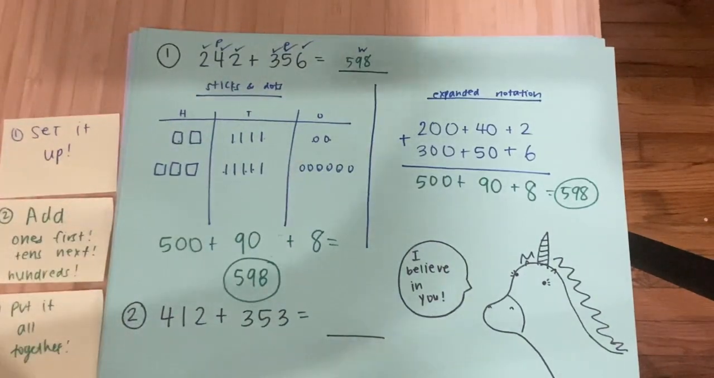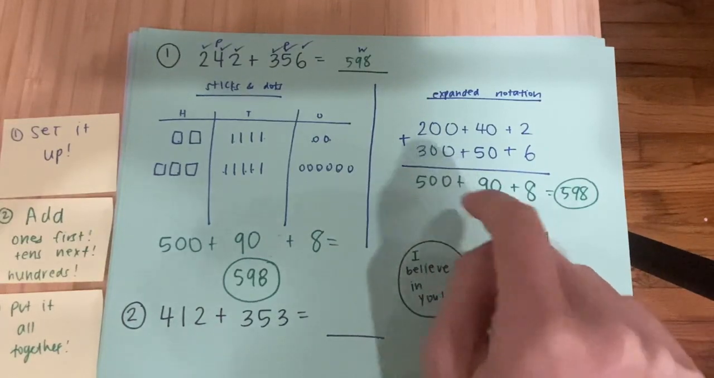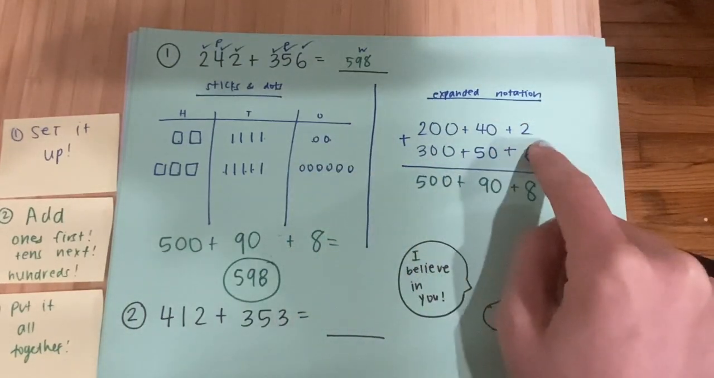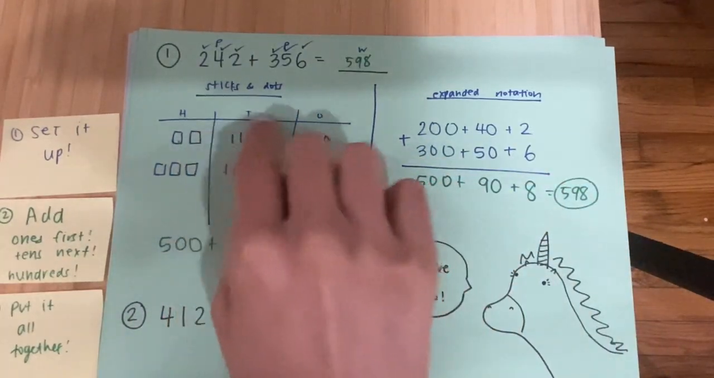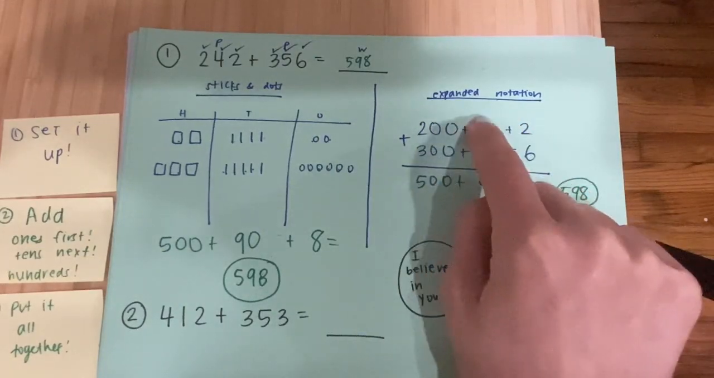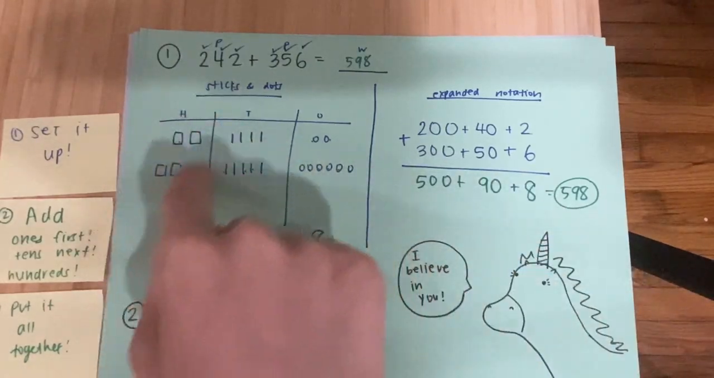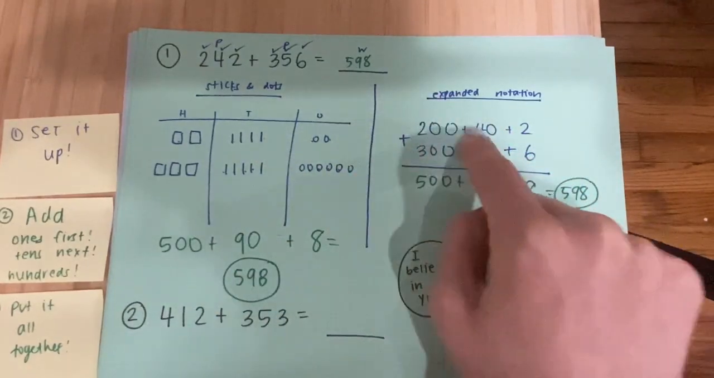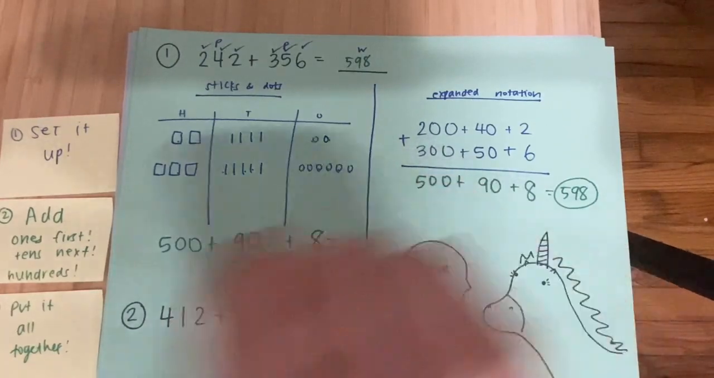Yes, you got it. I got the same answer because when I was using sticks and dots and when I was using expanded notation, I was adding 2 ones and 6 ones, and that gets 8. And over here using expanded notation, when I add 2 ones and 6 ones, I still get 8. When I added my 4 tens and my 5 tens together in sticks and dots, I got 90. When I add 4 tens and 5 tens together, I get 90 in expanded notation. And in my hundreds place, when I added 200s and 300s, I got 500. Same thing in expanded notation. When I added 200 and 300, I still got 500.